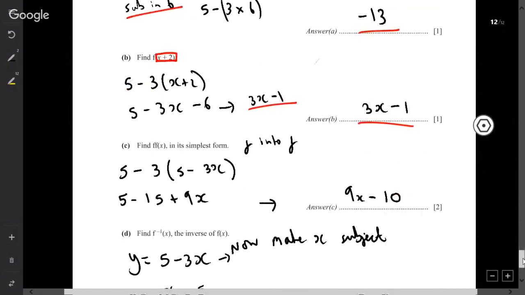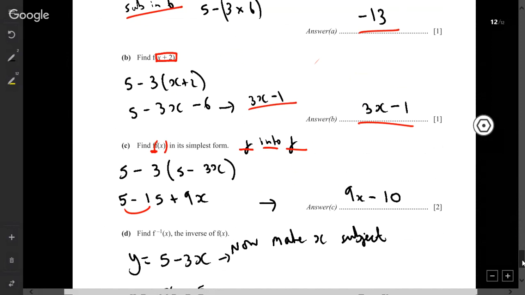See, a little bit more tricky. It's basically f into f. So when you have this double f here, it basically wants f of x into f. So f of x is 5 minus 3x. So we're going to put f into f. So 5 minus 3 times f of x, 5 minus 3x. Times that all out, we get 5 minus 15 plus 9x. And then we can just do that, and it becomes 9x minus 10.